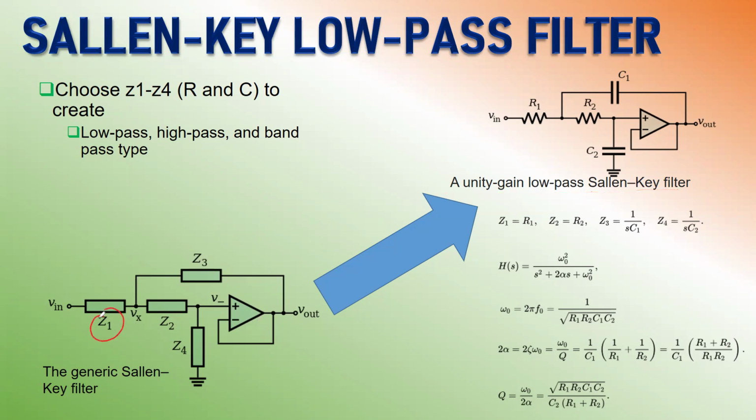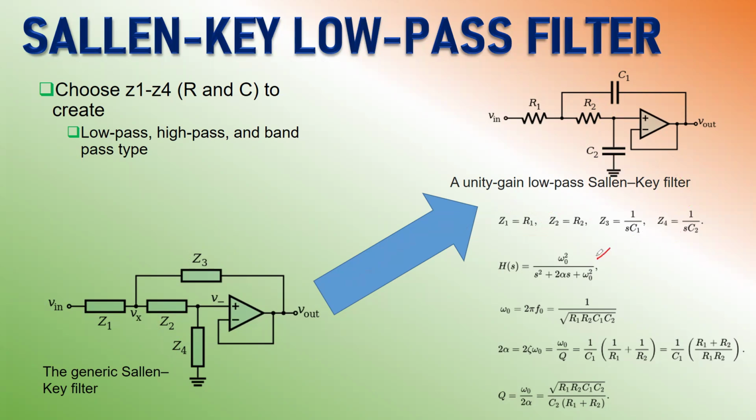So here Z1 got replaced with R1. You can see that. Z3 got replaced with C1. Z2 got replaced with R2, and Z4 got replaced with C2. So here is what it is: Z1 is equal to R1, Z2 is equal to R2, Z3 impedance is 1 over SC1 in the Laplace domain, Z4 impedance is 1 over SC2 in the Laplace domain.